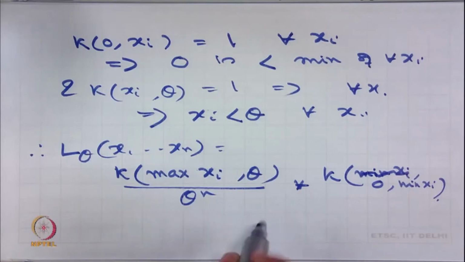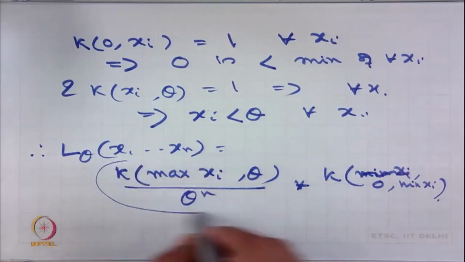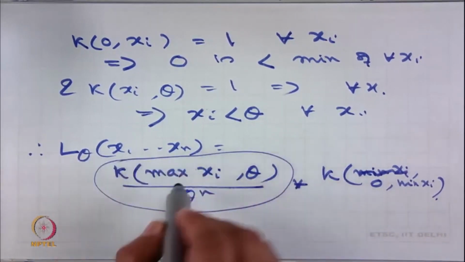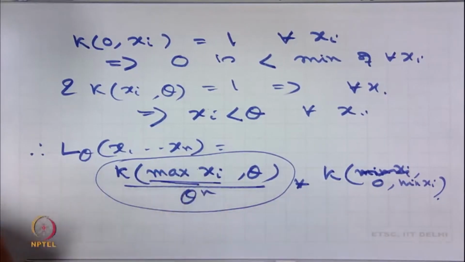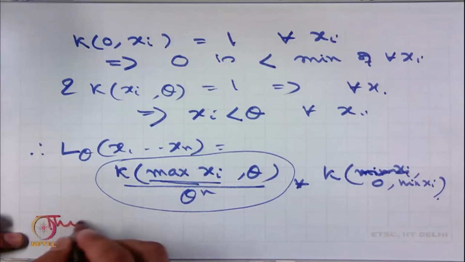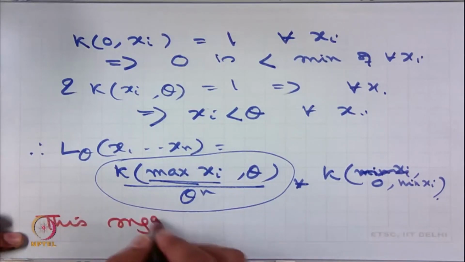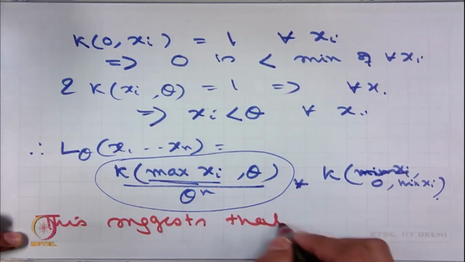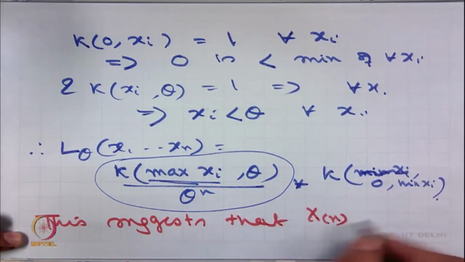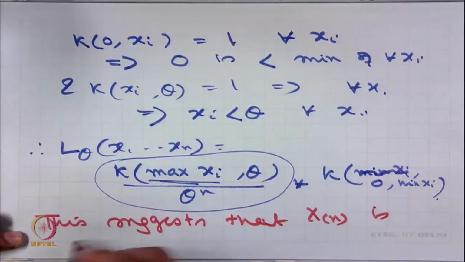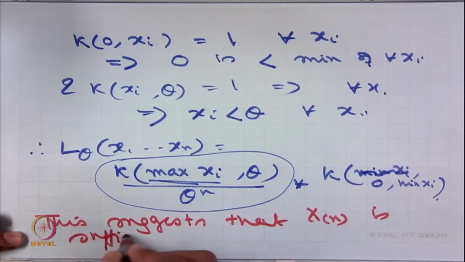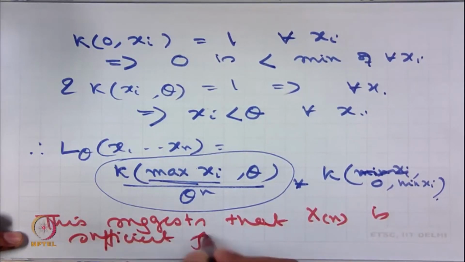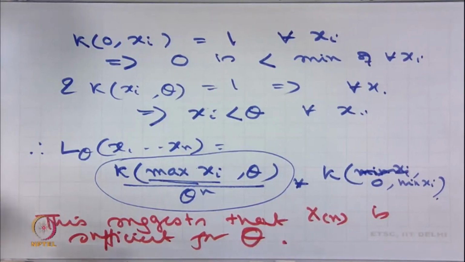Therefore, the term that involves theta is the maximum over xi. So, this suggests that xn is sufficient for theta.